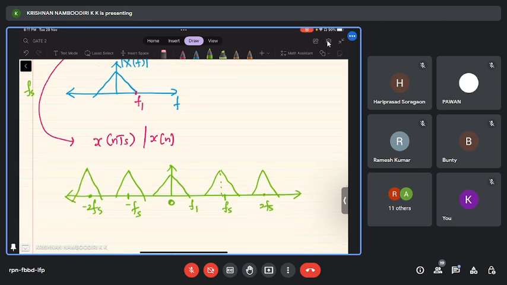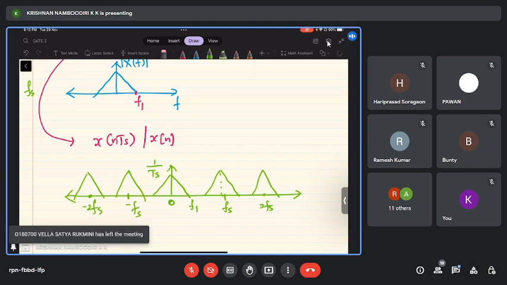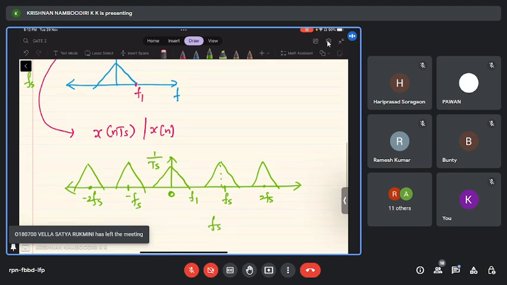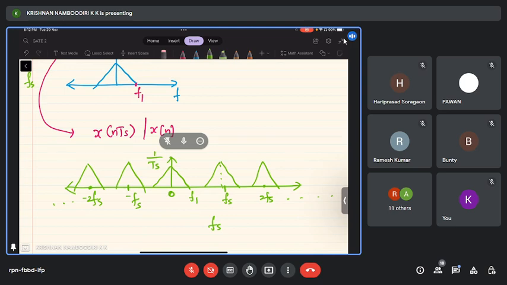The same shape, with a scaling in the magnitude by 1 by Ts that I have not written. But the shape will remain the same and the spectrum will repeat at every integer multiple of fs. That means 0, fs, 2fs, 3fs, it goes like that. And similarly minus fs, minus 2fs, minus 3fs. So the center frequency is 0 for the original signal. Now for this sampled signal, it is 0, fs, 2fs, the shape will repeat at every integer multiple of fs.